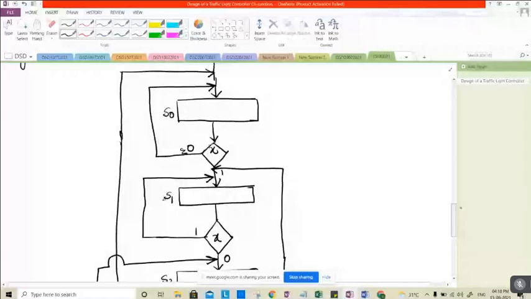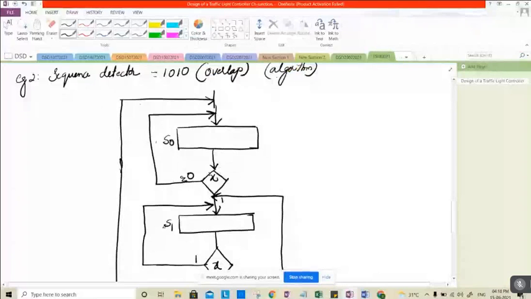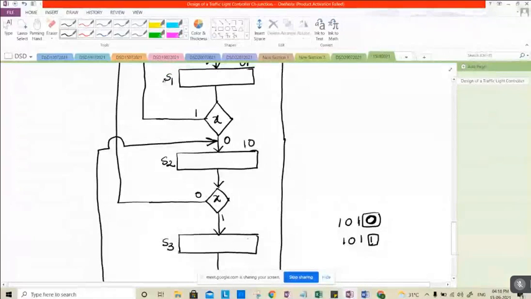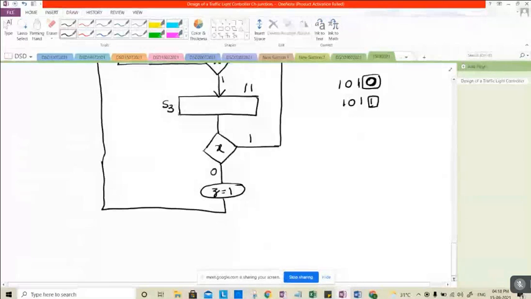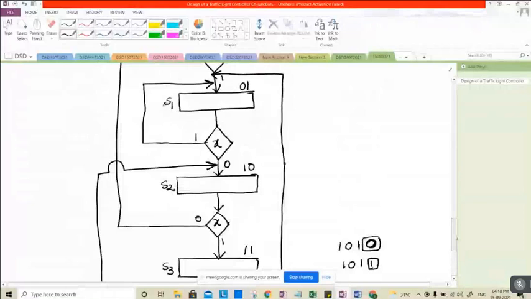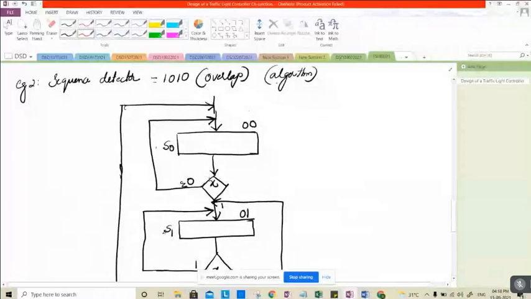So total here we have 4 states. So this is 0 0, 0 1, this is 1 0, and this is 1 1. All right. So clear for everyone what we have done here? So we have taken an initial condition as S0, overlap sequence detector for 1 0 1 0 condition.